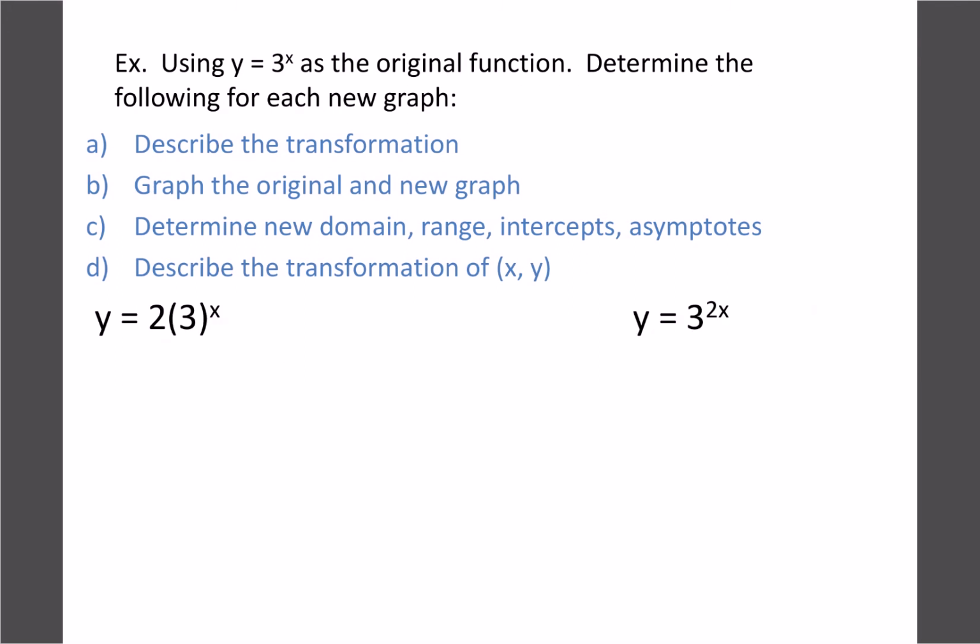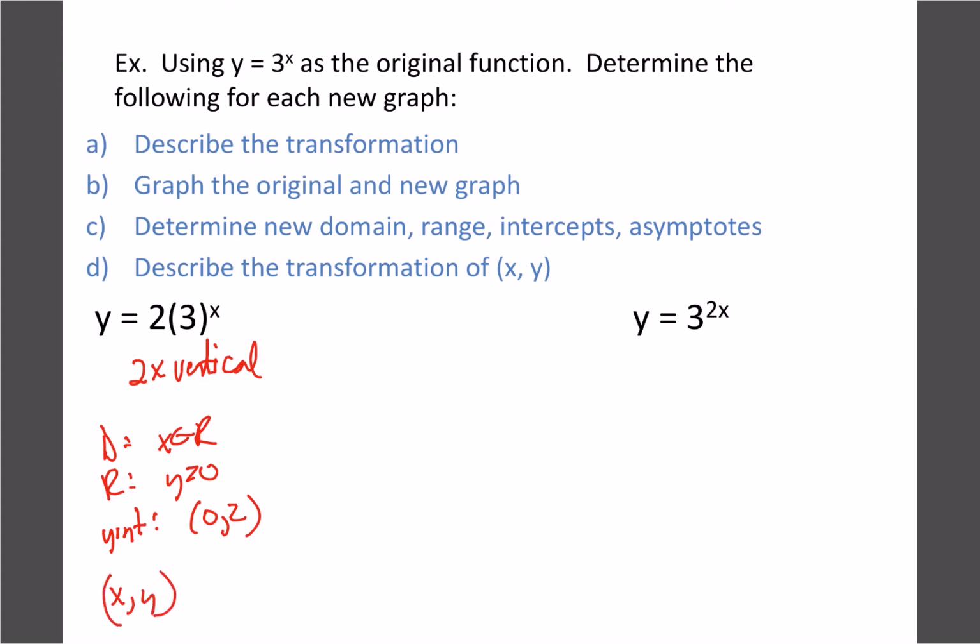So this one, we're doing a 2 times vertical stretch, and that's it. So in terms of this one, our graph would then just be twice as tall. So our domain, once again, would be any real number. Range is still y is greater than 0. Intercepts would still be the same, except it's double now, so our y-intercept would be at 0,2 instead of 0,1.